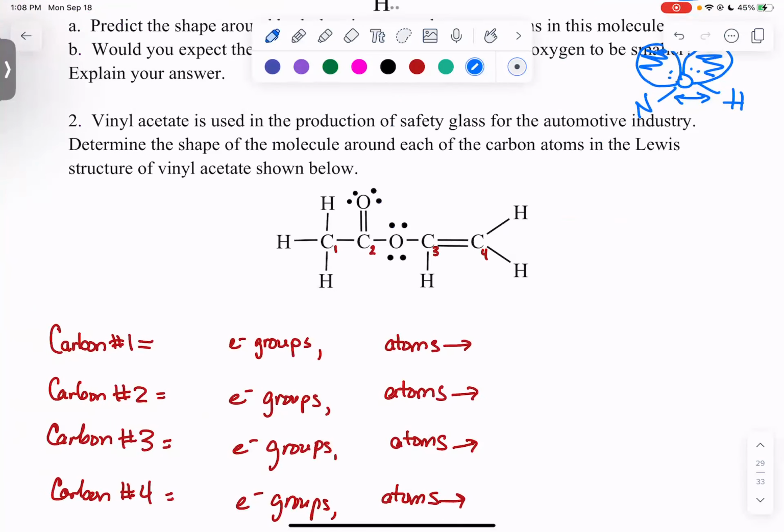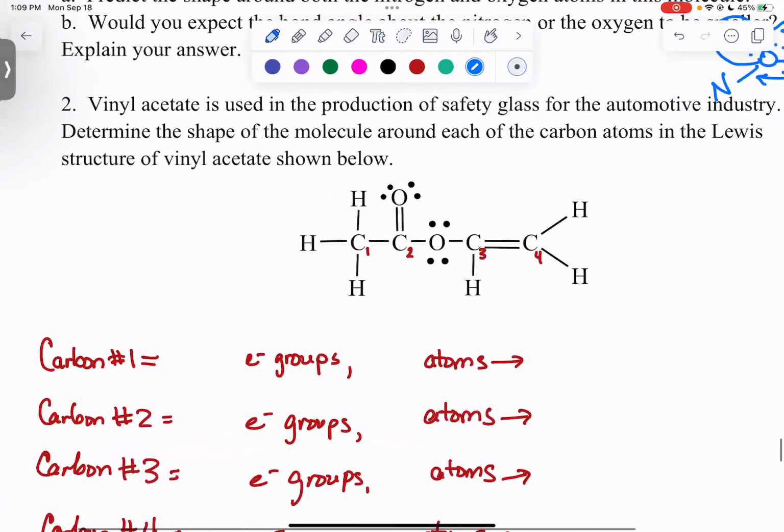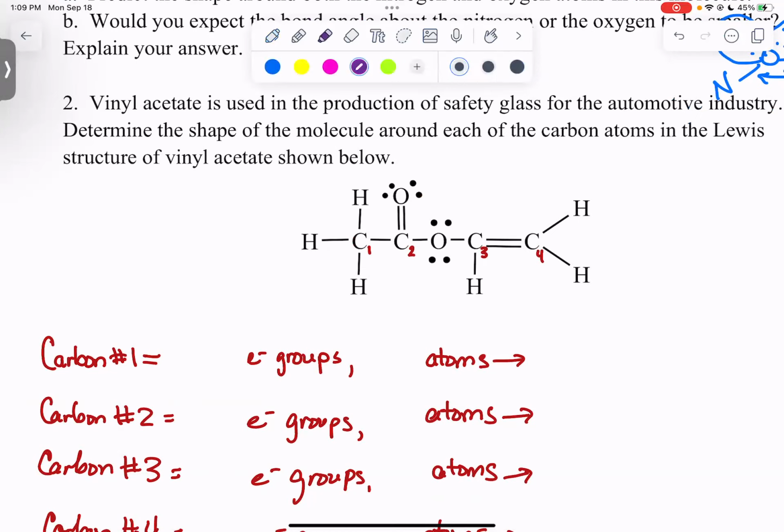Okay, vinyl acetate. This is one that is carbon-based, but it also has some oxygens in here. So let's see if we can identify the shape of the different atoms in this Lewis structure. So my carbon number 1, I've just numbered them 1 through 4, just to make it a little bit clearer which carbon we're talking about. So if I go to carbon 1, I have 1, 2, 3, 4 electron groups. I have 1, 2, 3, 4 atoms. So 4 electron groups, 4 atoms, no lone pairs. This is tetrahedral.